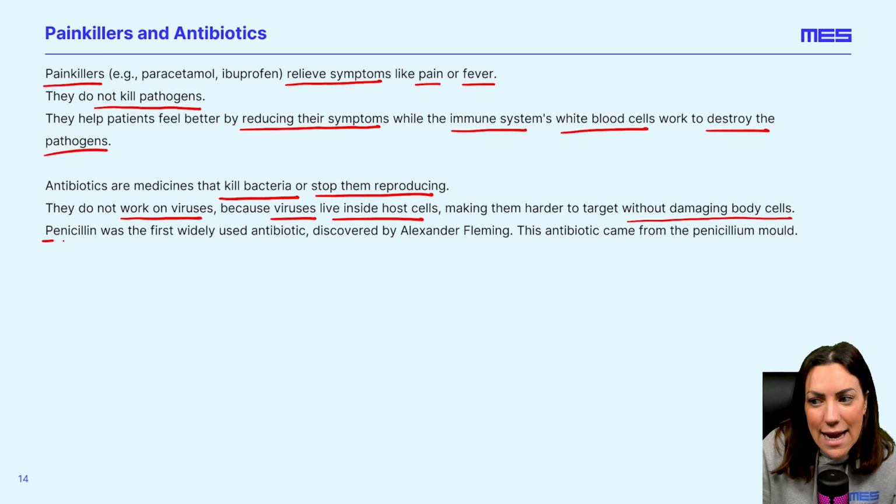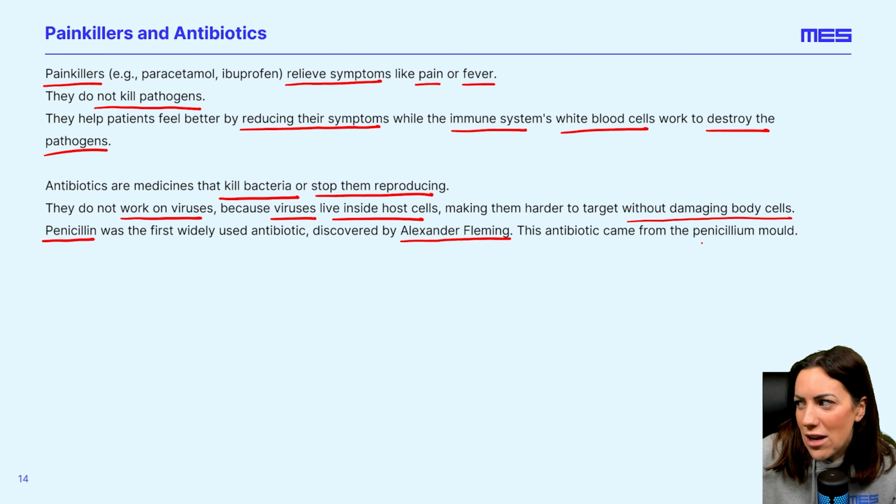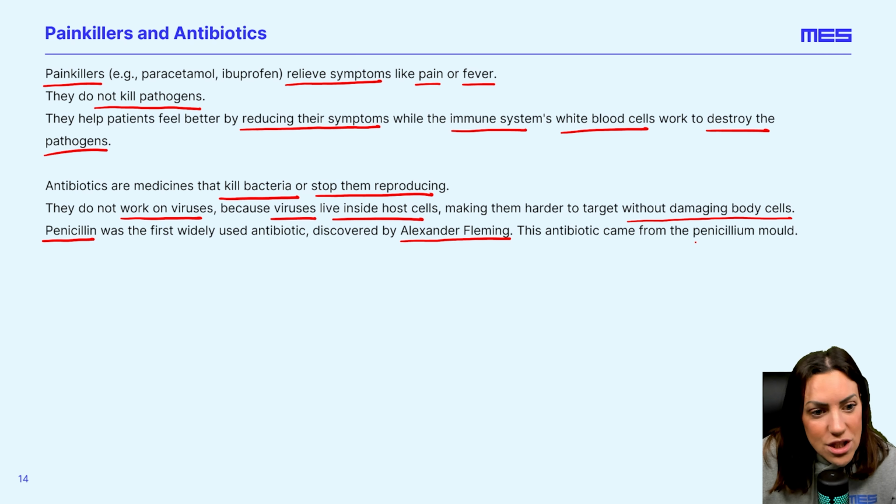Now, you should be able to name penicillin as an example of an antibiotic that kills bacteria. Penicillin was the first antibiotic discovered by Mr. Alexander Fleming. You should also know his name. And this antibiotic came from a fungus called the Penicillium mold.